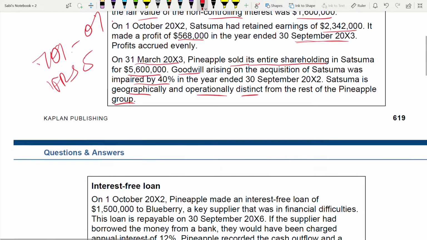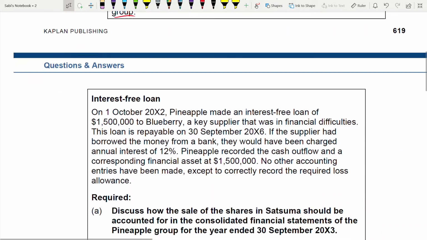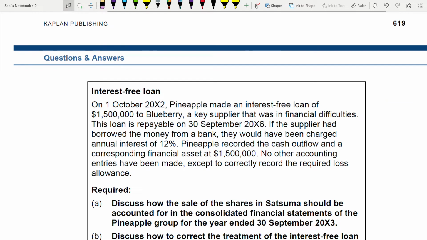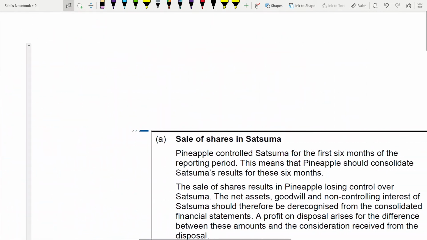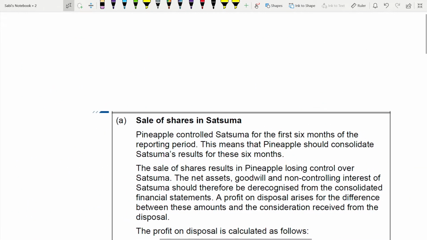So now the next one is relating to the interest-free loan. We'll come to that later. First we'll finish A with it. Okay. So let's see. Sale of shares in Satsuma.